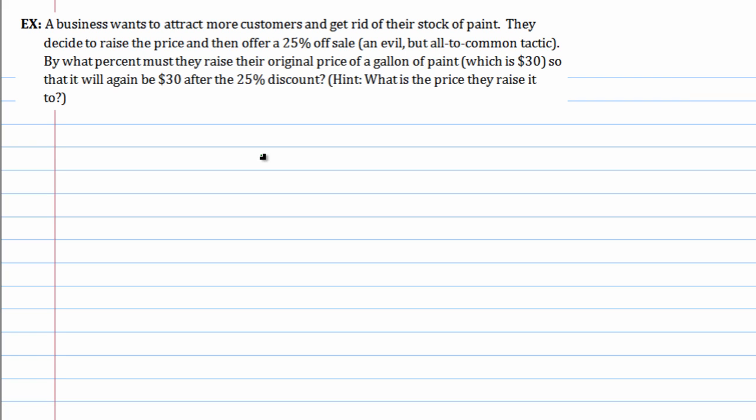So, first of all, we've read the problem. We understand what's going on, hopefully. Second thing that we need to do is, let's see, it says by what percent must they raise their original price of a gallon of paint? So by what percent? That tells me I'm looking for a percentage rate of increase. So let R equal percent markup. That's what they're going to mark it up by. That's before they're going to give you the discount.